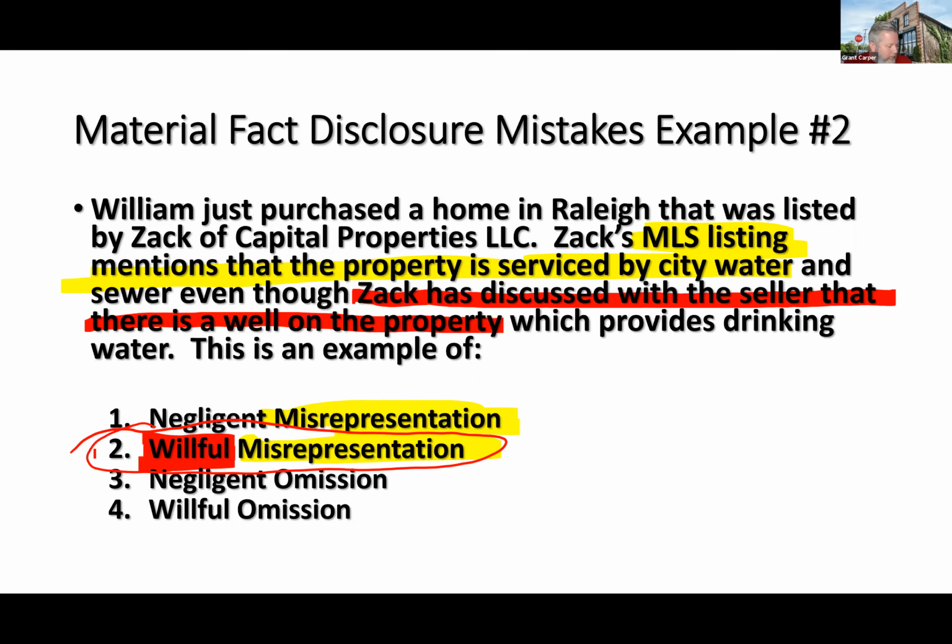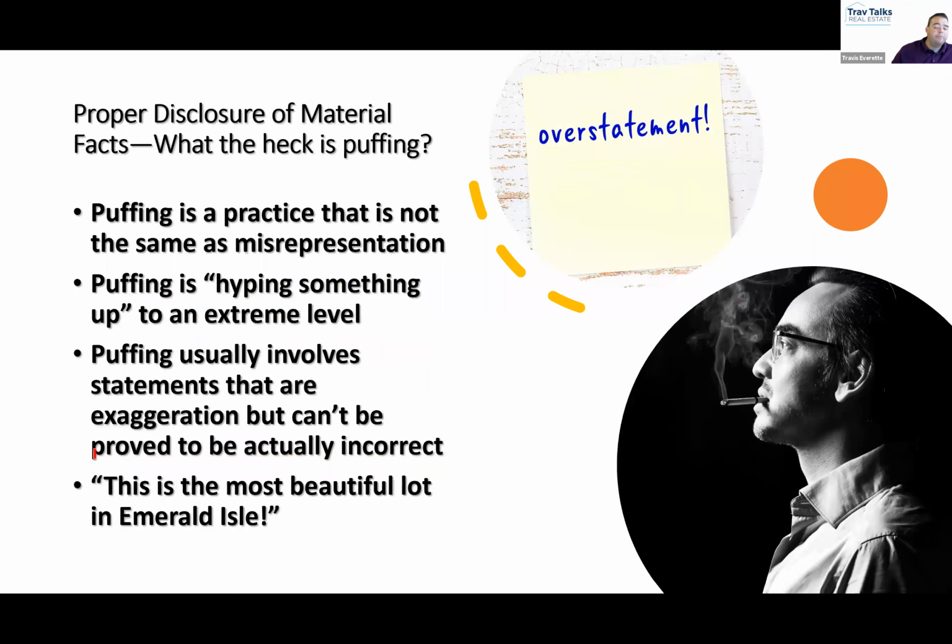Okay, it's a two-part thing, but you're not looking for the willful or negligent part first. You're looking at the misrepresentation or omission part first, and then you're backtracking and saying, okay, now that I know what they did, did they do it on purpose or not? Everybody okay with that? Okay, good.